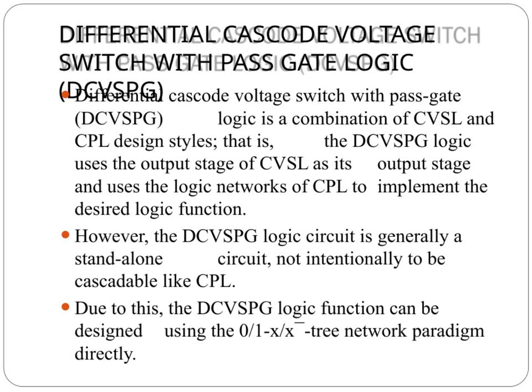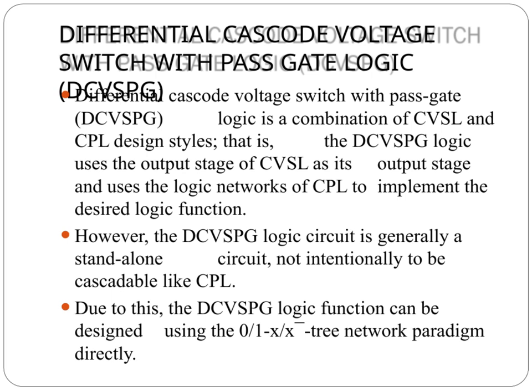Here, we're looking at the differential cascode voltage switch with pass-gate logic, or DCVSPG for short. This logic style essentially merges two well-known designs, the CVSL and the CPL. Specifically, it takes the output stage from the CVSL design and combines it with a logic network style of CPL to create the desired logic functions. One important point to note is that unlike CPL, the DCVSPG circuit is usually a standalone design. It's not typically intended to be cascaded or chained together, which sets it apart from CPL in how it's used.